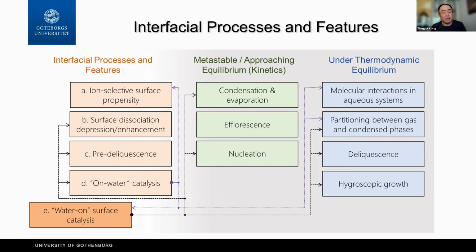And then we have C, predeliquescence. This is at an RH, relative humidity, lower than the DRH, the deliquescence RH. So even when the RH is not high enough to trigger deliquescence, at that low RH there's still some surface-level water adsorption happening on the surface of the substance. And this is called predeliquescence.